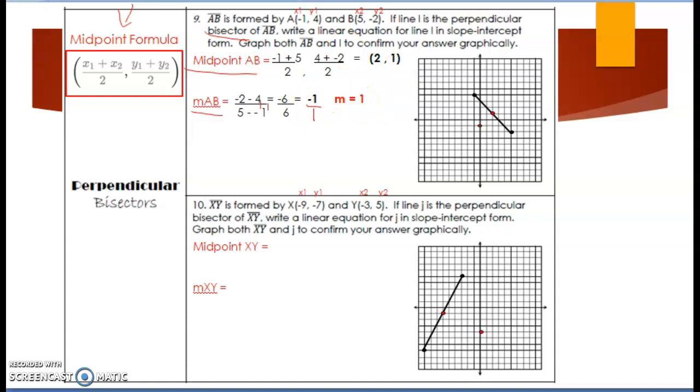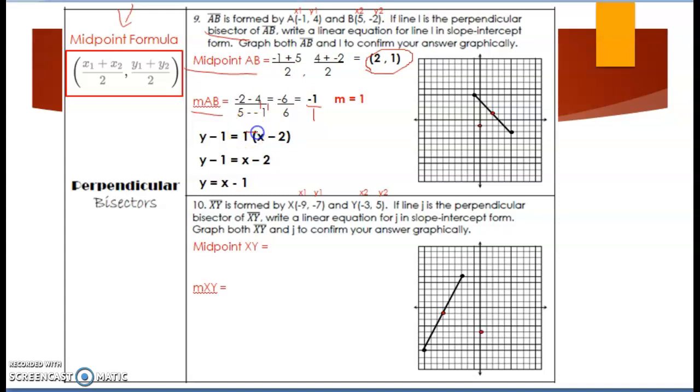So I want it to cross through the point (2, 1), and I want it to have a slope of 1. So I plug it into point-slope form. y minus 1, because that's my slope now. We're using our midpoint, because it needs to go through this point. So y minus 1 equals our slope of 1 times x minus 2.